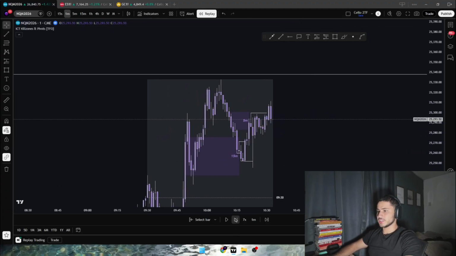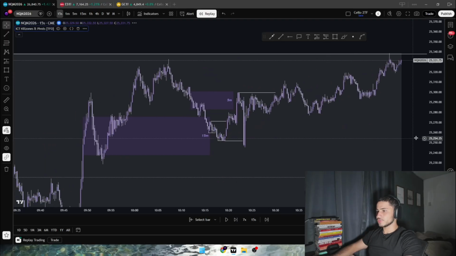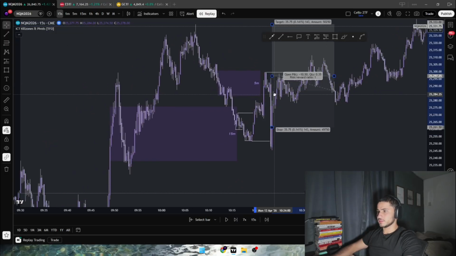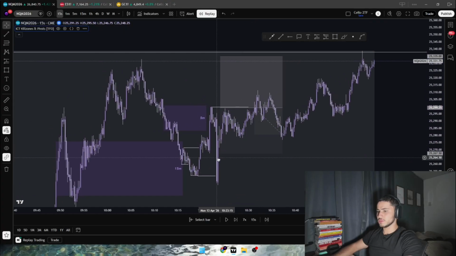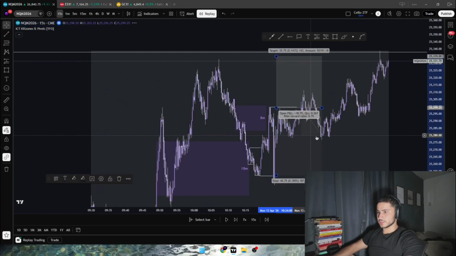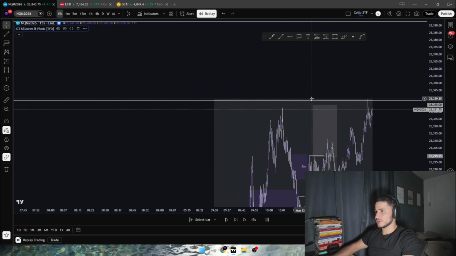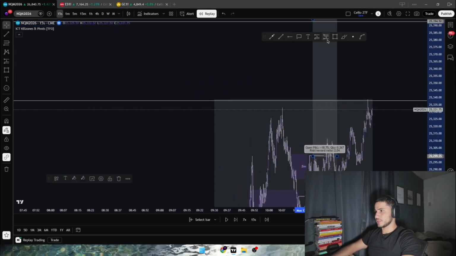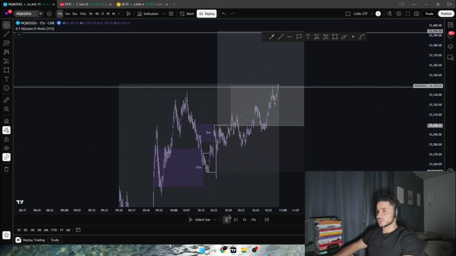But eventually it played out right here, as we can see. My entry would have been something like this. Once we break this high, and then it would have been below this low, but yeah, I just never entered, and otherwise my stop loss would have been here and my target would have been like right there, which was just too much for me.